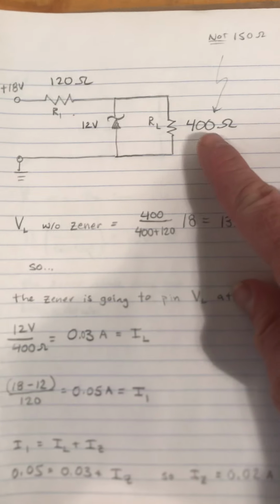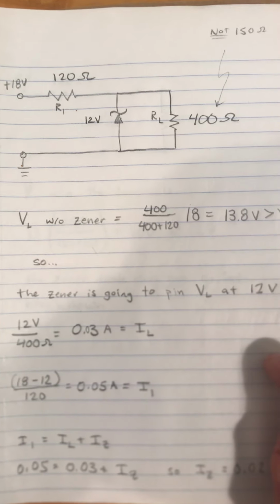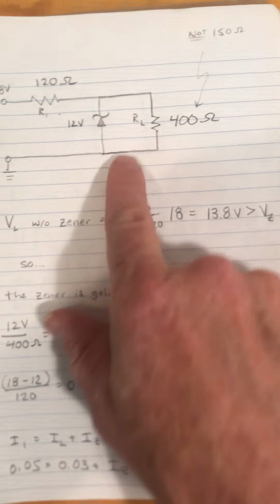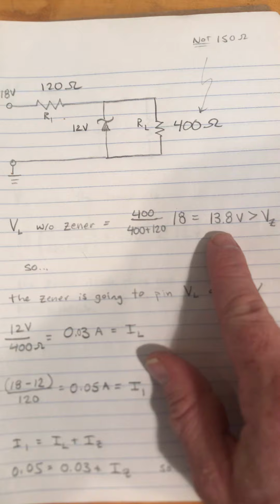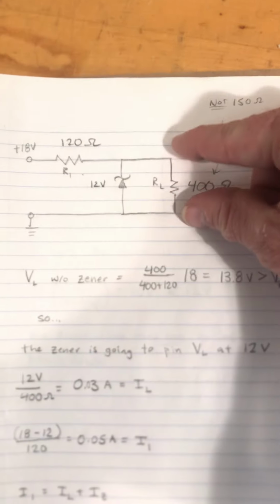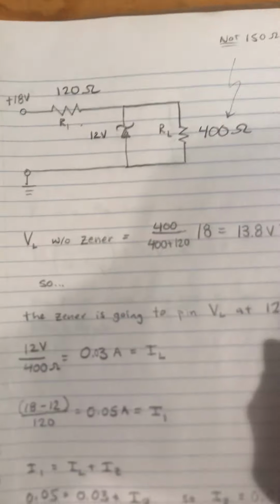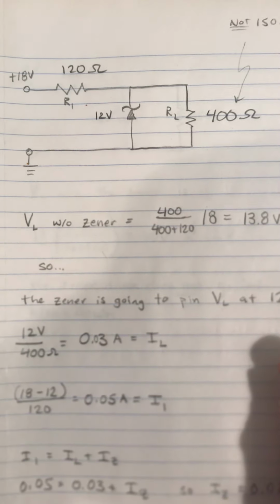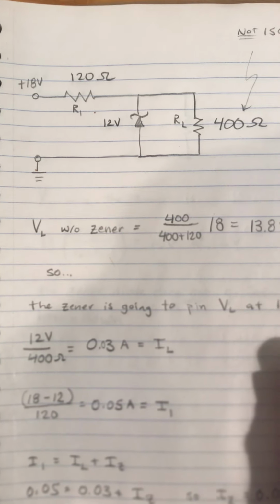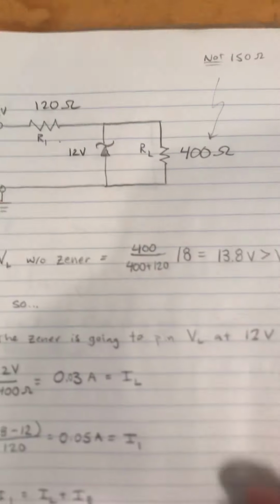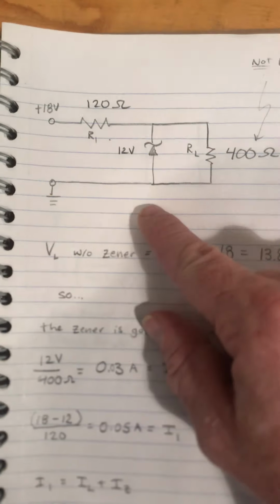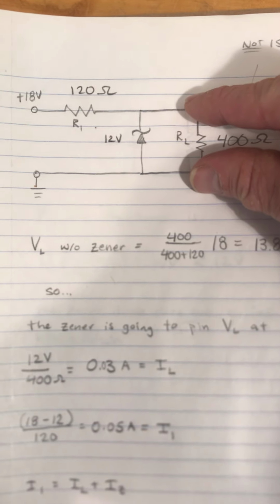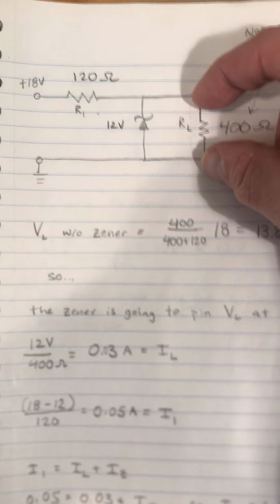Let's do it for the correct problem where this is 400 ohms and not 150 ohms. Without the Zener diode, V sub L would be 400 over 400 plus 120 times 18. It'd be 13.8 volts. So without that Zener diode, this is going to be at 13.8 volts. But if we have this 12-volt Zener diode here, the 12-volt Zener diode is actually going to go into breakdown mode since this voltage is higher than the Zener value, and current is going to flow through here, and this is going to pin the voltage at 12 volts. So this is going to be held at 12 volts.